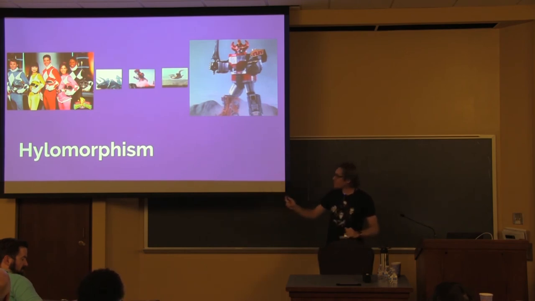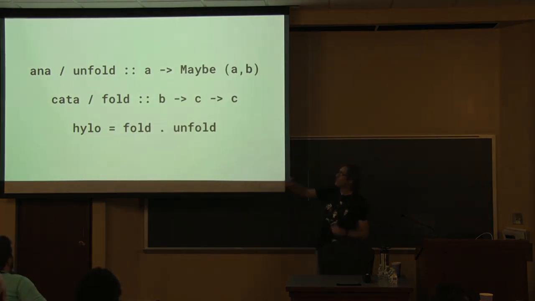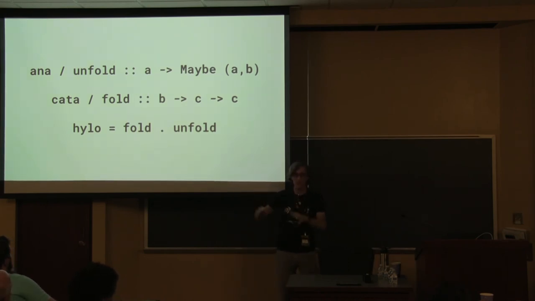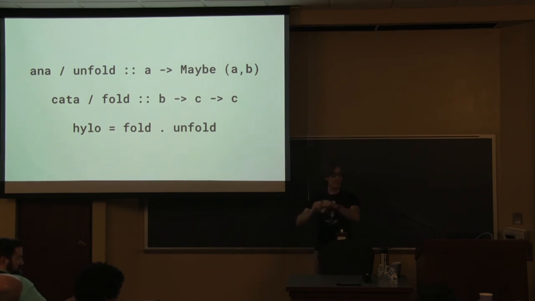So hylomorphism, it's the combination of those two things. So it's an ana, or an unfold, followed by a cata, or fold. And the specifics are very specific to the language and the library and the exact data structures that you're using, how you glue these things together. You don't have to avoid creating an intermediate structure. That's fine. But there are performance reasons why it might be very advantageous to not create an intermediate structure. Does that make sense? OK.